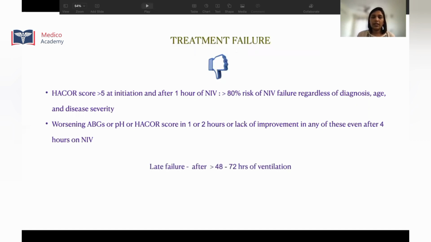So what we mentioned was about early failure. Now there is another term called late failure, the NIV failure which happens after 48 to 72 hours of ventilation. Initially, the NIV was doing good on this patient, your HACOR score improved, all your other parameters improved, but after 48 to 72 hours of non-invasive ventilation, the patient has gone into treatment failure. So that's called late failure. Whether it be early failure or late failure, the only treatment option that is left for you is invasive mechanical ventilation. So this is why monitoring a patient on NIV in the initial few hours is very, very important.